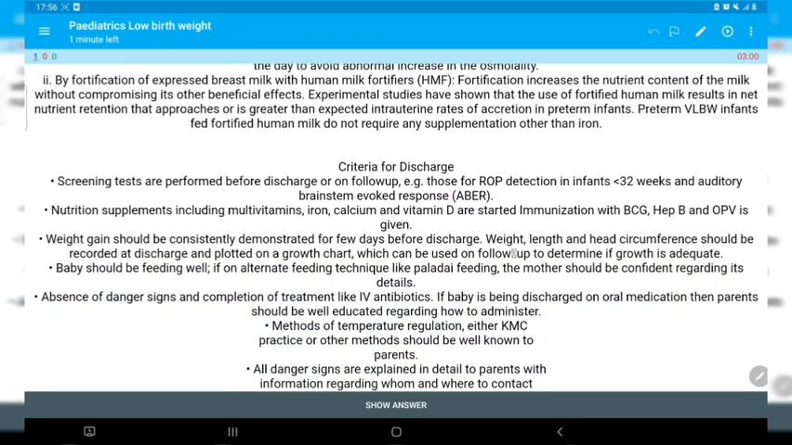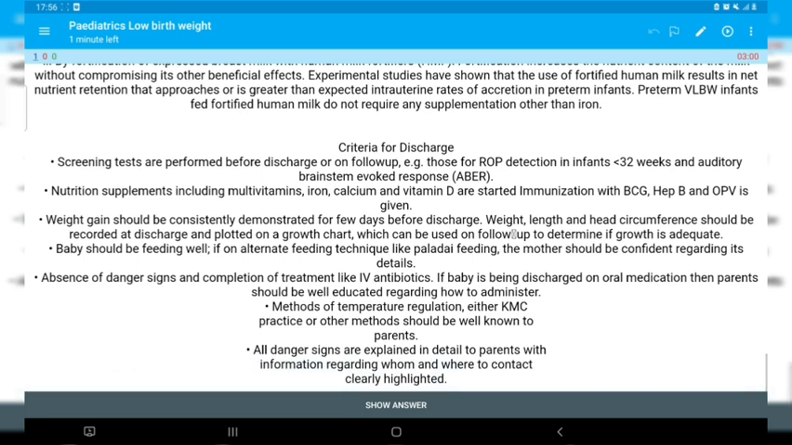So, criteria for discharge. When can we discharge the baby? We have to screen the baby, mainly for retinopathy of prematurity. Also we have to do auditory brainstem evoked response. Nutrition supplementation, including mainly vitamins, iron, calcium and vitamin D, should be started. Immunization with BCG, hepatitis B and OPV is given.